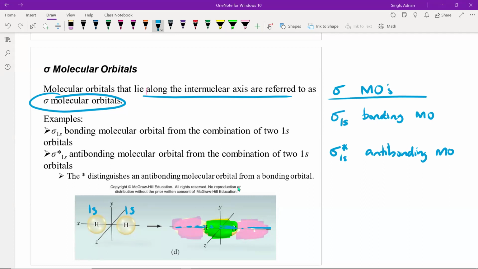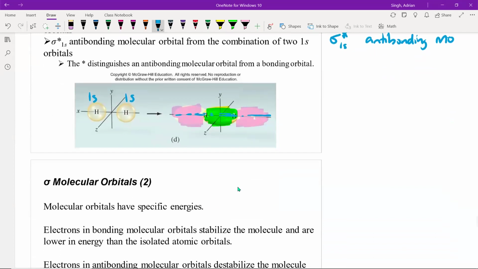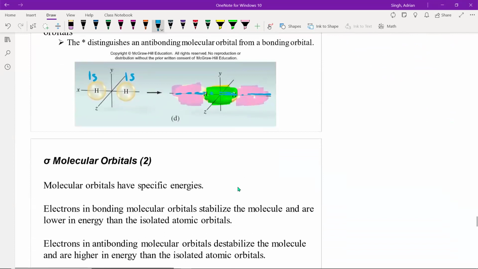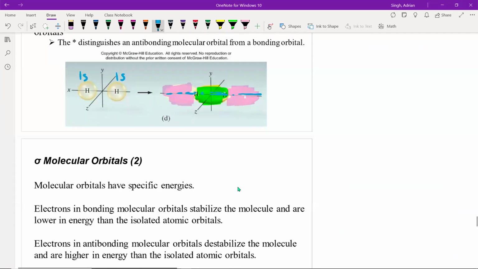Okay, so the bonding one, again, results from the constructive combination. The anti-bonding, the sigma star, results from a destructive combination of the atomic orbitals. These molecular orbitals are going to have energies associated with them. And what we're going to find is the following.